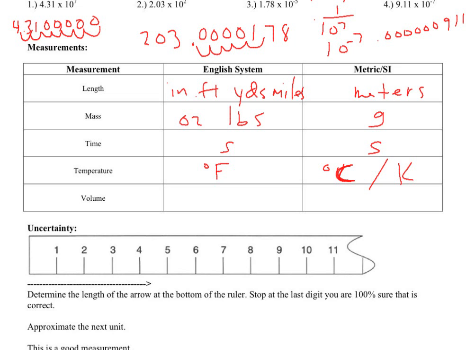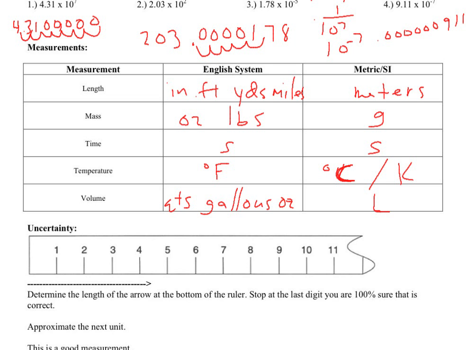And then finally, volume here. So for volume in the English system, you can do quarts, gallons, fluid ounces, stuff like that. Where we're talking about volume for the metric, we're talking about liters. That could be milliliters, that could be kiloliters, and stuff like that.